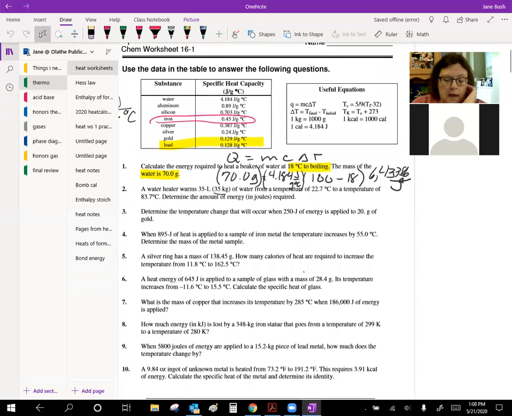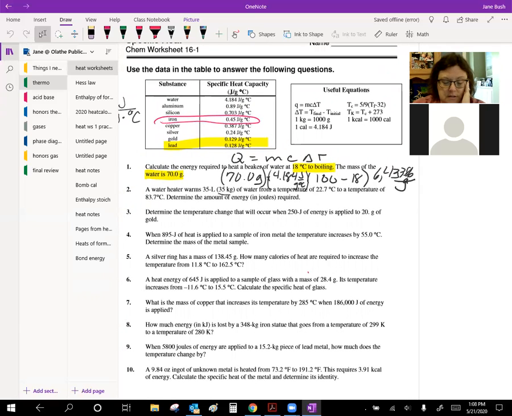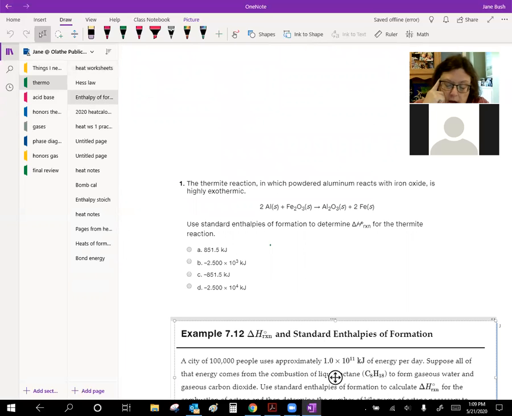Okay. And I think I sent you guys this worksheet. Anybody have any questions on calculating heat exchange? You guys good with this? Yeah. Okay, so this is basically if you have something warming up or something cooling down. It's not a chemical reaction. When we start to talk about a chemical reaction, we have to talk about enthalpy.